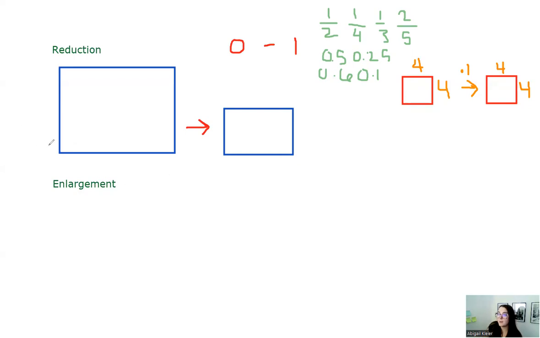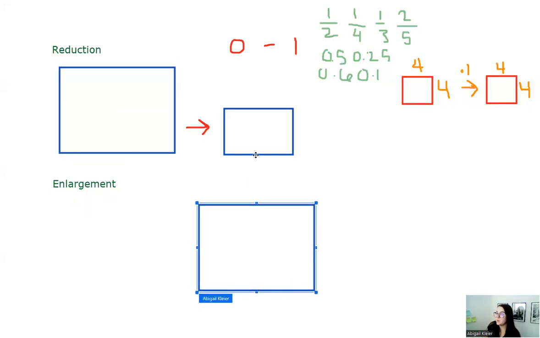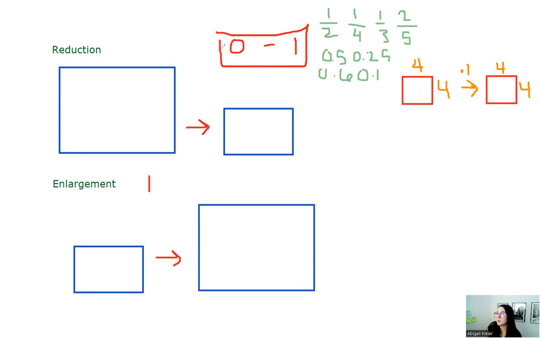Now let's talk about enlargement. So enlargement occurs when we have a shape that was originally smaller and actually grew in size. So as we can see here in this example, our rectangle was small and it became bigger. So it was enlarged, the shape grew. When we're talking about scale factor and enlargement, that scale factor is going to be a number greater than 1. So again, reduction has a scale factor between 0 and 1. Enlargement is a number that is greater than 1.